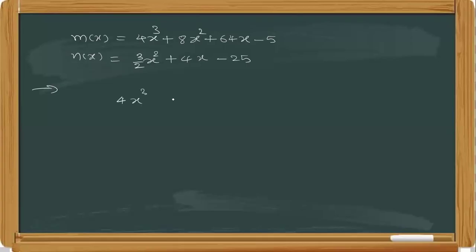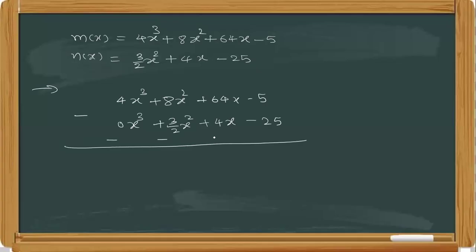4x cube plus 8x square plus 64x minus 5. Subtract it: 0x cube, as the cubic term is absent in the second polynomial, plus 3 upon 2 x square plus 4x minus 25. Change sign. 4 minus 0, 4x cube. 8 minus 3 by 2, x square, plus 60x plus 20.